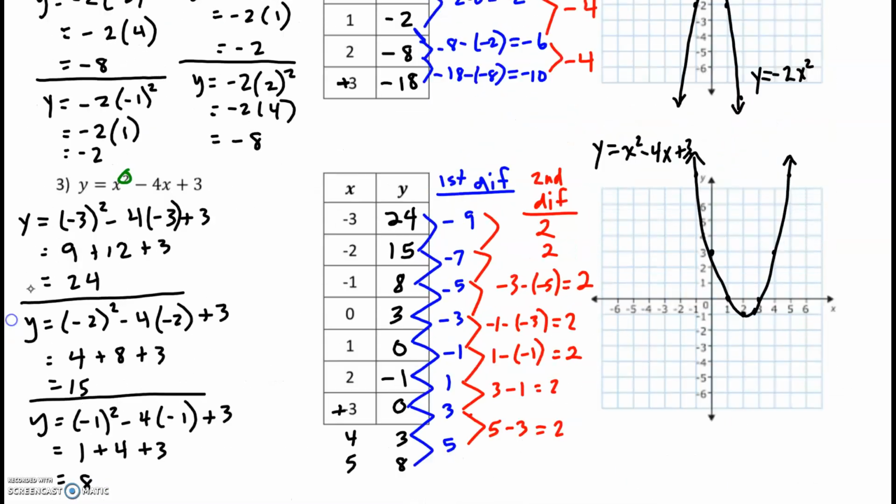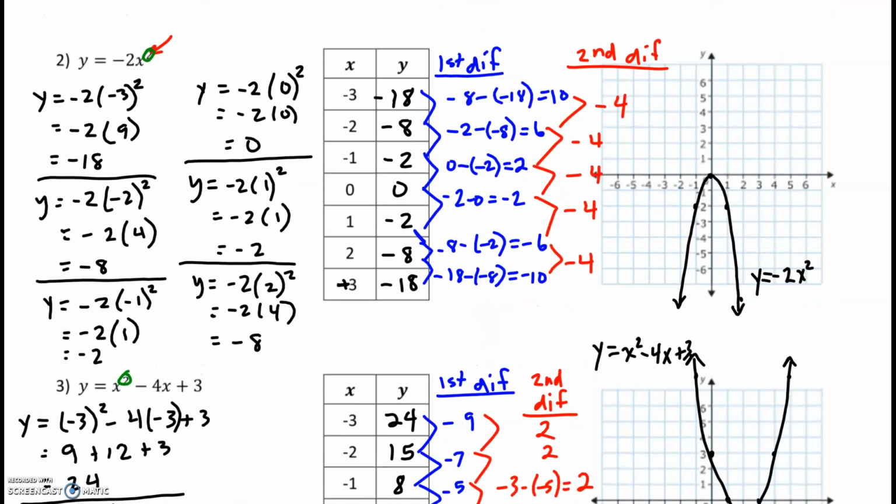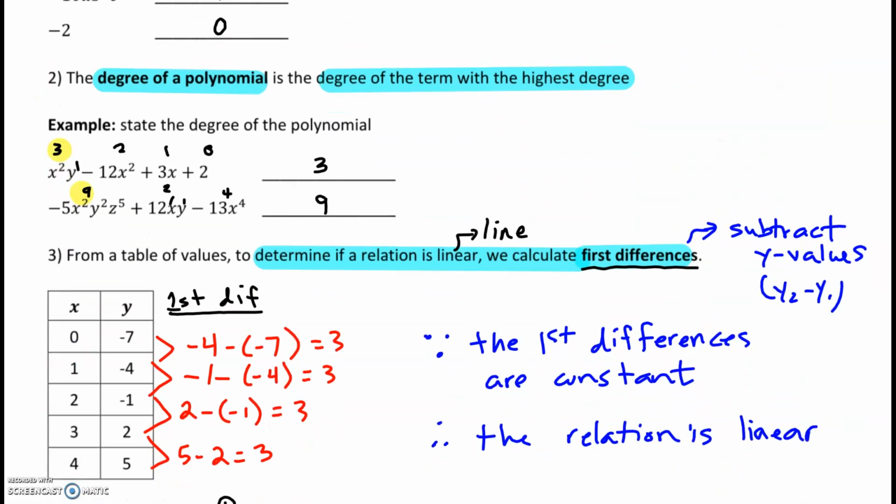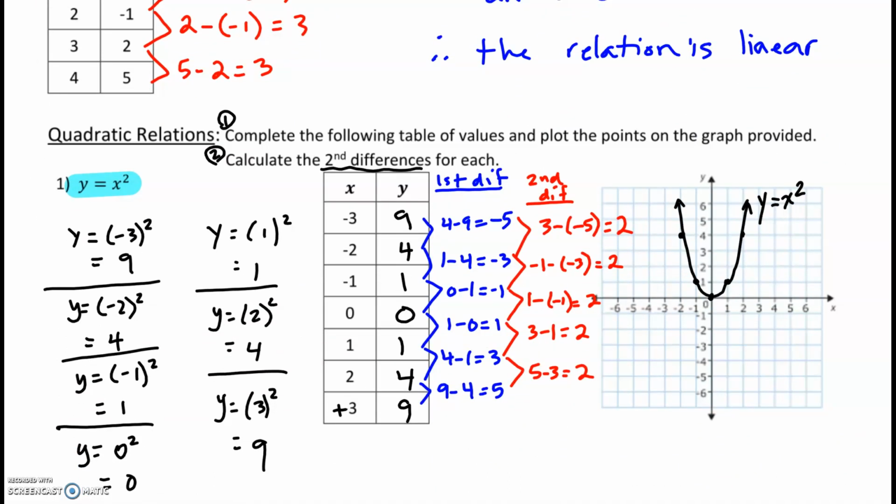The second differences here are positive 2 when it opens up. The second differences in this example are negative 4 and it's opening down. So I'm guessing on the first page in example 1, if the parabola is opening up, the first differences should be positive. Let's take a look. Yes, they are. So when the parabola opens up, the first differences are positive.